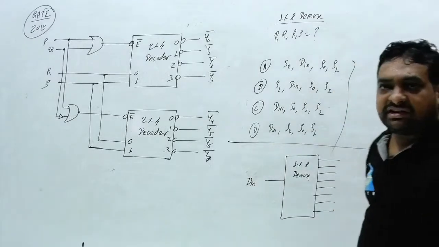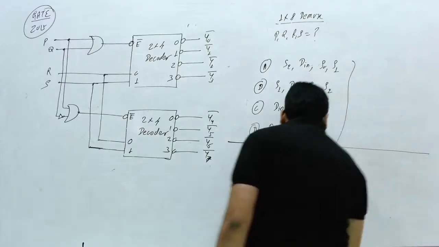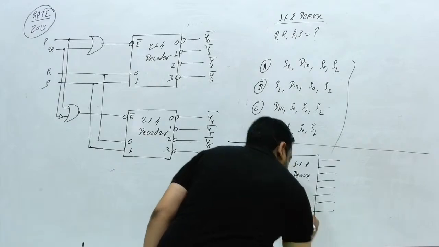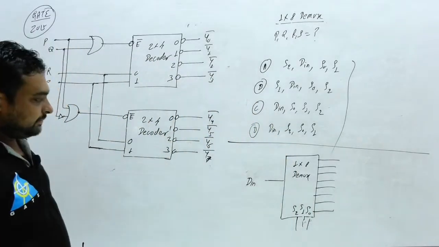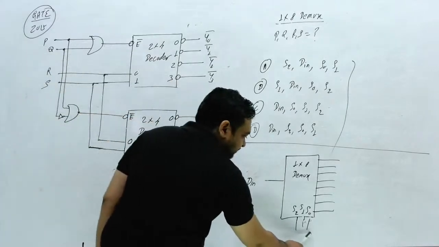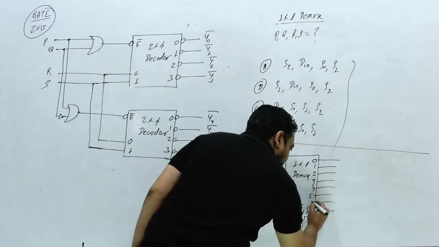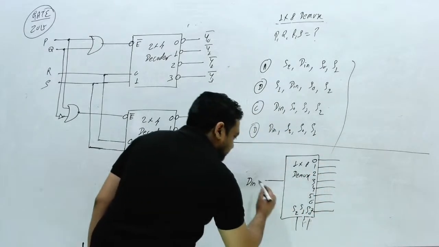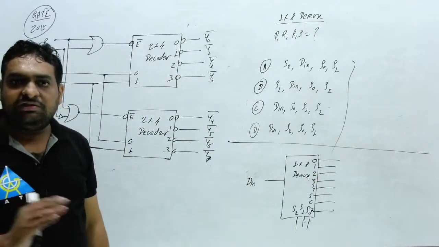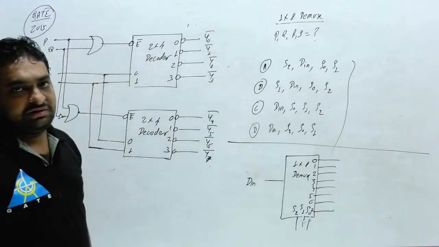So in a demultiplexer exactly what happens? Here 3 will be selection lines: this is S0, this is S1, this is S2. Now how will the demultiplexer work? Suppose the outputs are 0, 1, 2, 3, 4, 5, 6 and 7. If the selection is 0, 0, 0, D in will go to 0. If it is 0, 0, 1, D in will go to 1. If it is 1, 1, 1, D in will go to 7. So this thing should happen.